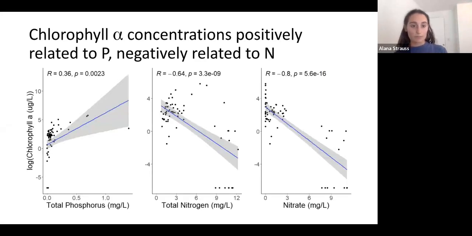All right, here we go. We found that chlorophyll A concentrations overall were positively related to phosphorus, and that the relationship was significant. That's what we were expecting. But what we weren't expecting was total nitrogen and nitrate to be negatively related to chlorophyll A. This is something that we did not foresee. I have a lot of ideas on why this is happening, but we don't have all the time in the world here. So, cool stuff.